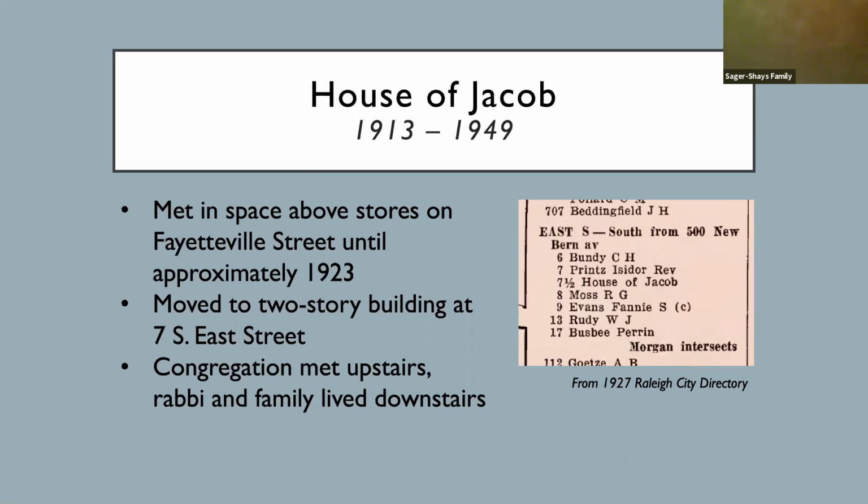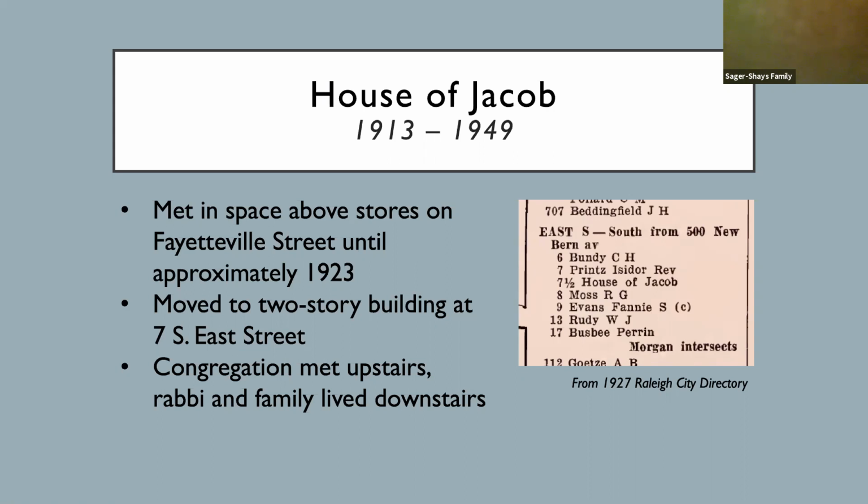They list every head of household twice. Once in alphabetical listings, like you would with a phone book, only people are listed with their occupation. And they're listed a second time by their street address. So you can see here this little section of East Street starting at Newbern Avenue. Number 7 was Reverend Isidore Prince, which is what our rabbi was called at that point. And 7.5 was House of Jacob. It was upstairs from the rabbi's family.